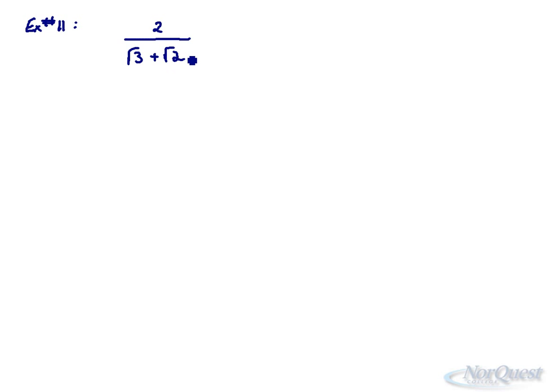So the way you get rid of a radical, especially if it's a binomial, is to multiply top and bottom by its conjugate. If it's just a single term, all you did was multiply top and bottom by that single term. Now that it's a binomial, you will multiply top and bottom by the conjugate.